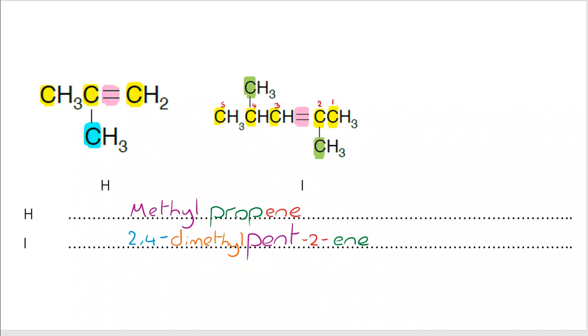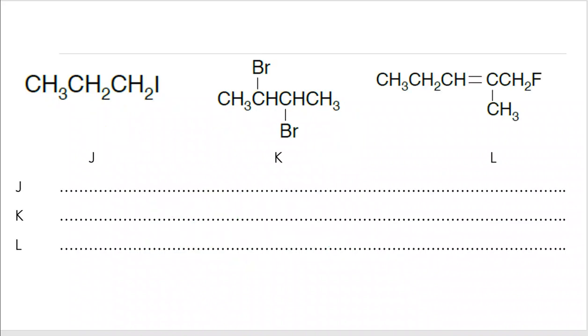And as you can see, we're starting to get more complicated. Let's move on to J, K, and L. So in the first one, my longest carbon chain is 3, so that's a propane, and I've got an iodine coming off it. So my prefix for a halogen is halo, for iodine is iodo. And that iodine could be on the first or the second carbon. It would give us 2 different positional isomers. So for this one, it's 1-iodopropane.